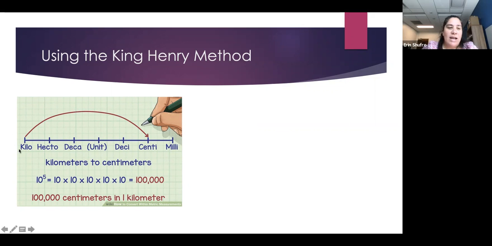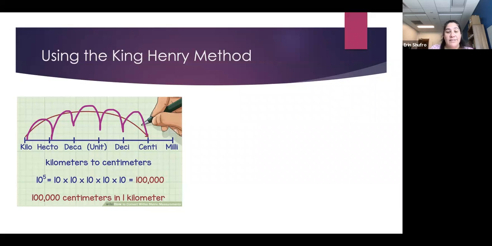The way it works is that you write out the little phrase: King Henry didn't usually drink chocolate milk. The K in King stands for kilo. Henry is for hecto, didn't is for deca, usually for unit, drink is deci, chocolate is centi, and milk is milli. Then you look at where you're starting and where you want to get to. So if I want to know how many centimeters are in 1 kilometer, I'm starting here at kilo, and I am traveling 1, 2, 3, 4, 5 spaces to the right. So to go from 1 kilo to centi, I'm going to add 5 zeros. Okay, 5 spaces to the right, I'm going to stick 5 zeros on my number.